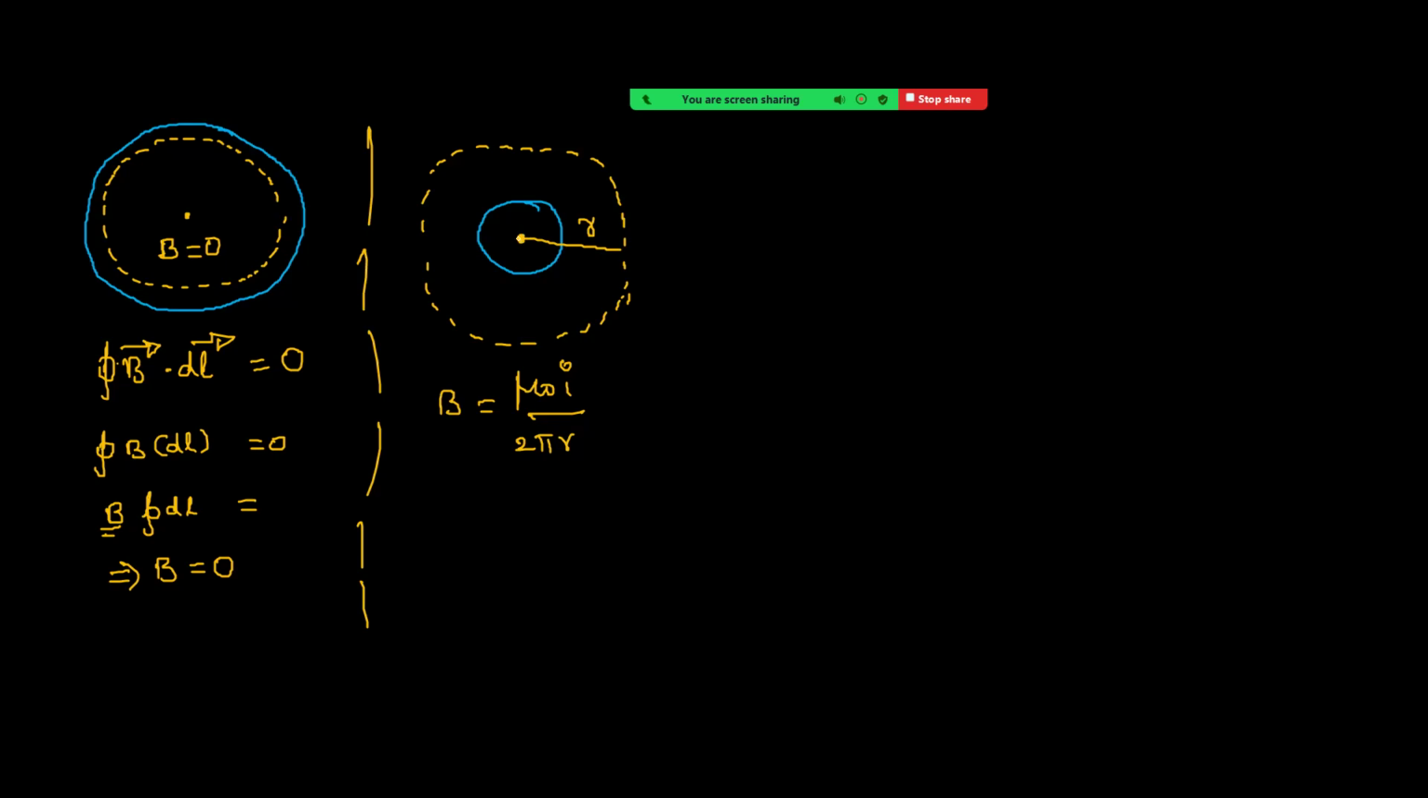By symmetry, you can guess that at each and every point the modulus of B is the same, and the direction will be along a tangent, meaning concentric circles, same as due to a thin straight wire. That means again B into 2 pi r is equal to mu naught I, and we get the result.